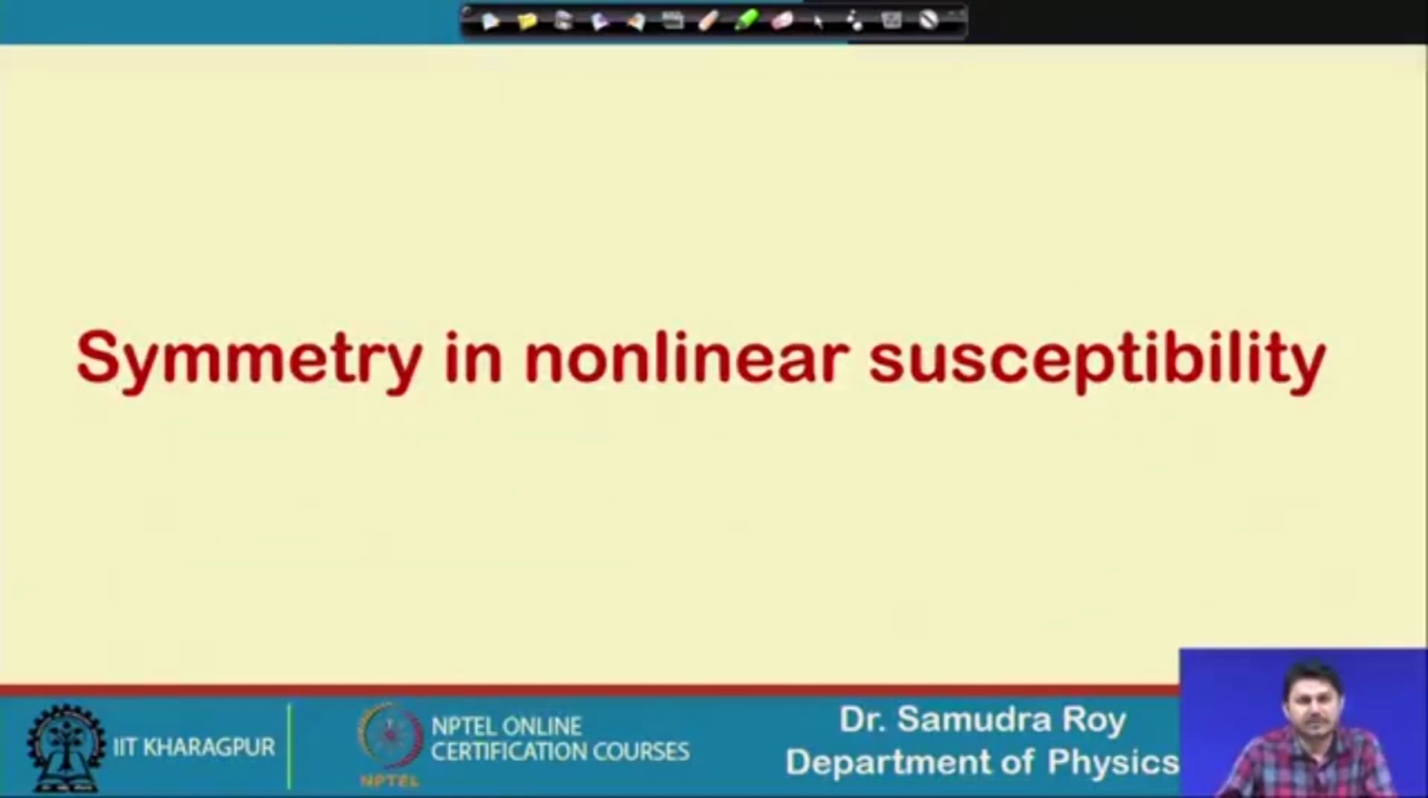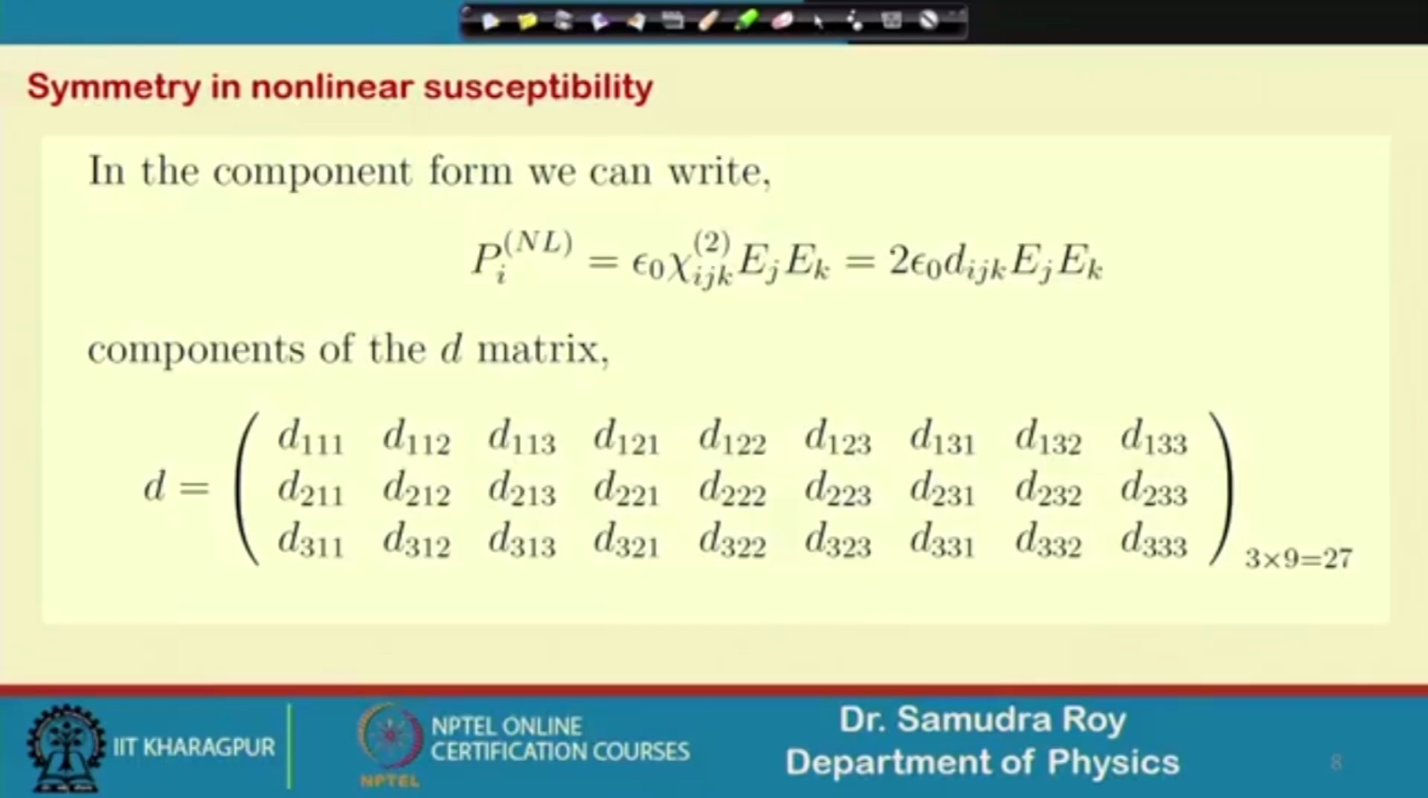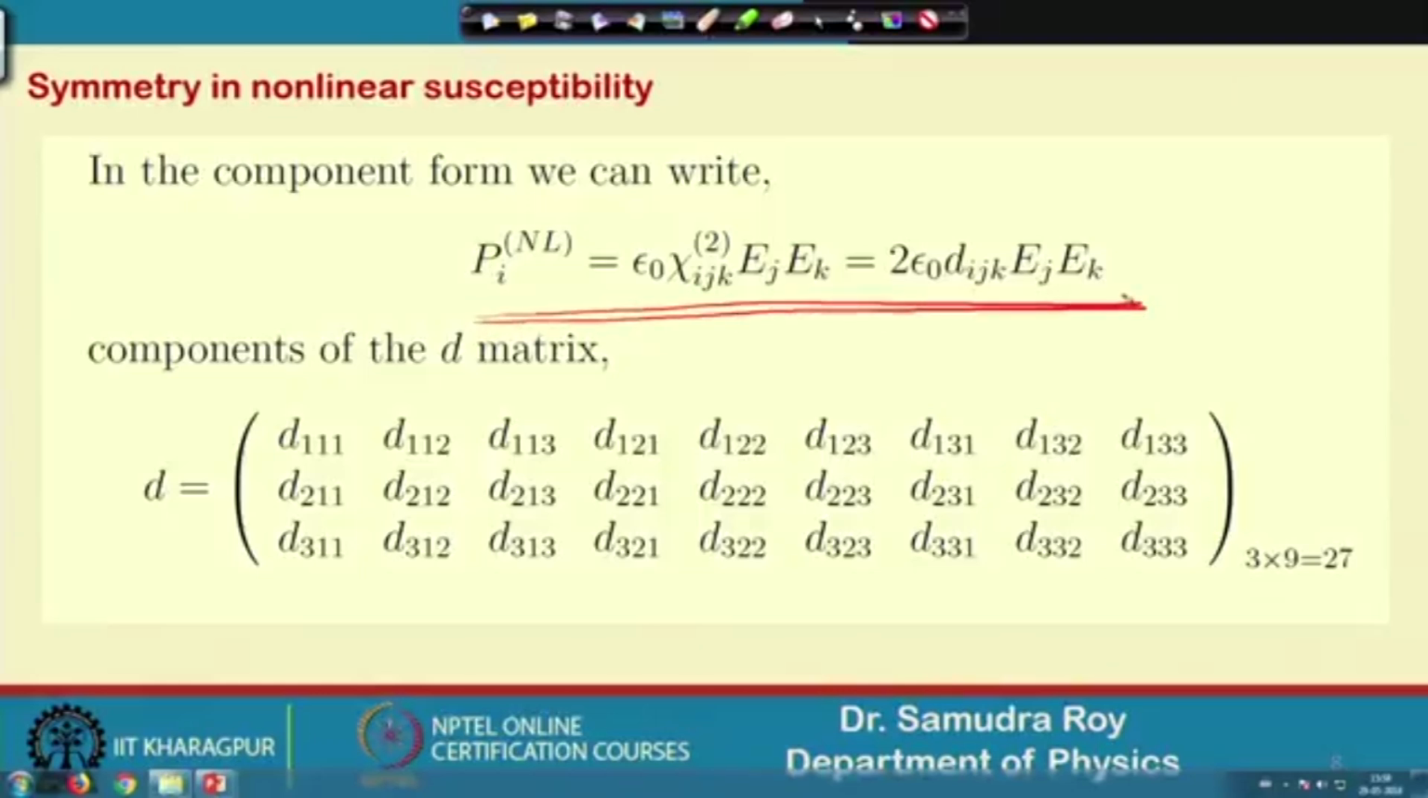So, next, symmetry in nonlinear susceptibility. This is a very important thing that we are going to study in this particular course. So, let us go back to our original equation related to nonlinear polarization and electric field. This is the component form of nonlinear polarization and electric field.